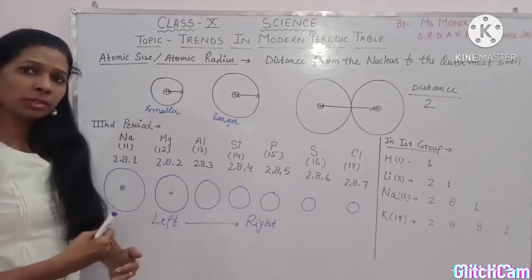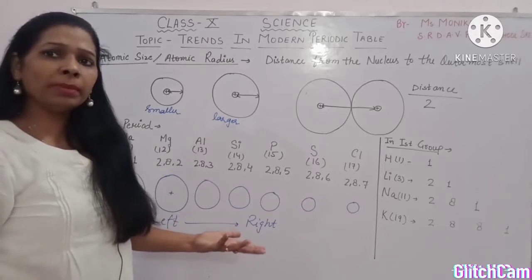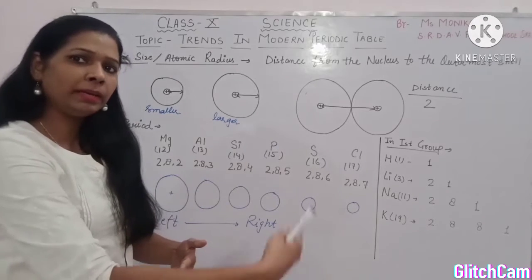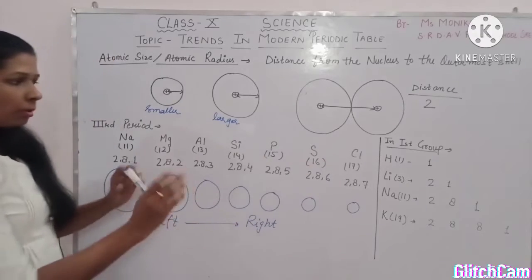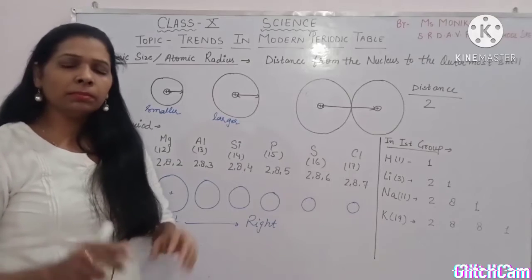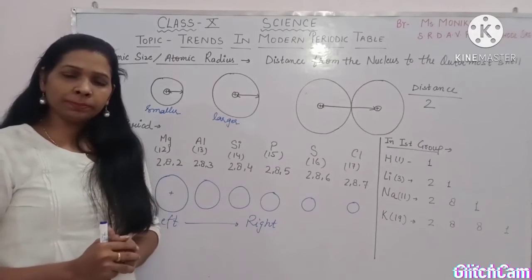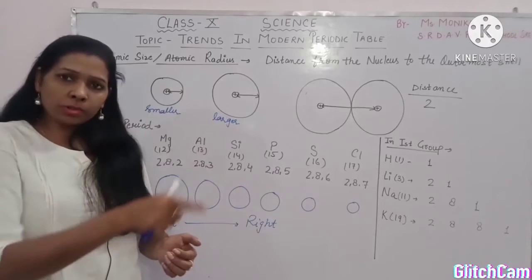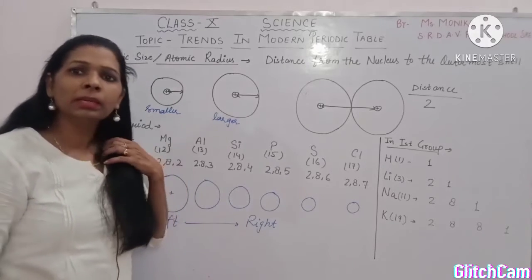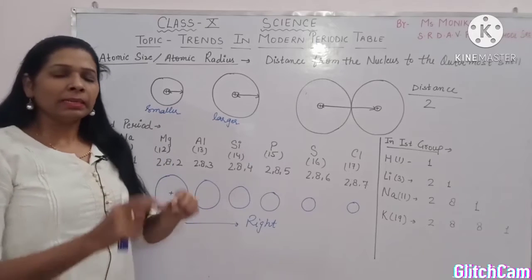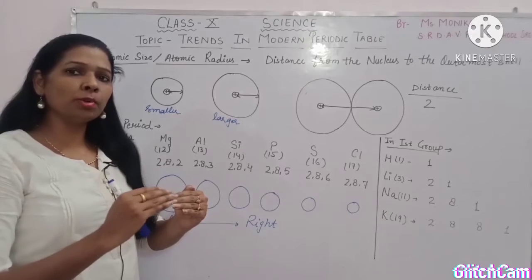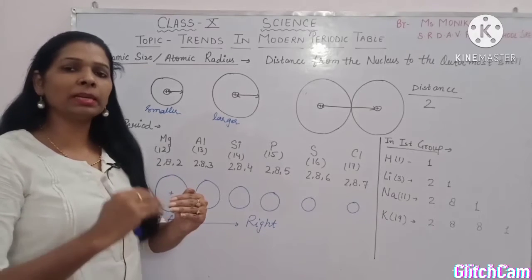But the main question is how or why atomic size decreases as we move from left to right in a period. So remember one thing, as we know that in the center of the atom there is a positive charge, that is protons, and outside the nucleus there are electrons which are revolving around the nucleus. So what happens in this case is that the protons which are present in the center are known as nuclear charge.